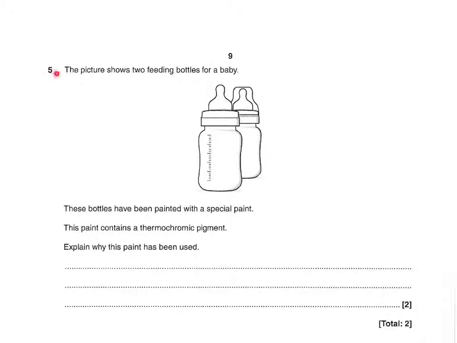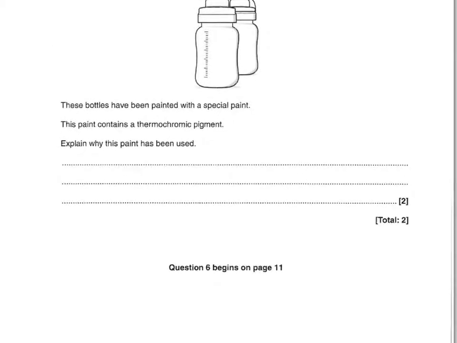Next question says, the picture shows 2 feeding bottles for a baby. These bottles have been painted with a special paint. This paint contains a thermochromic pigment. Explain why this paint is being used. So there's 2 marks for this.